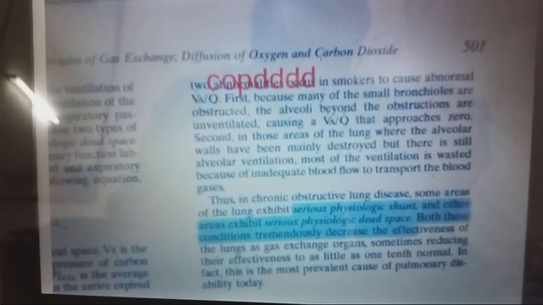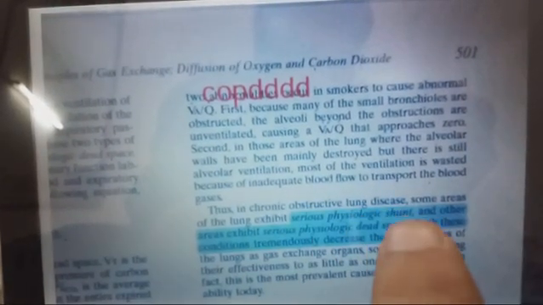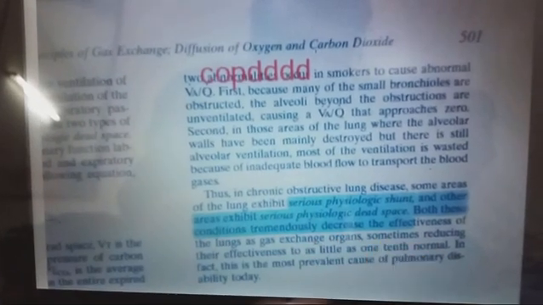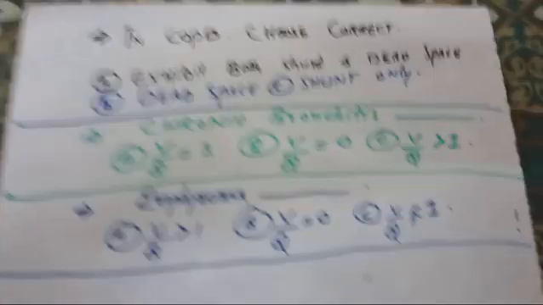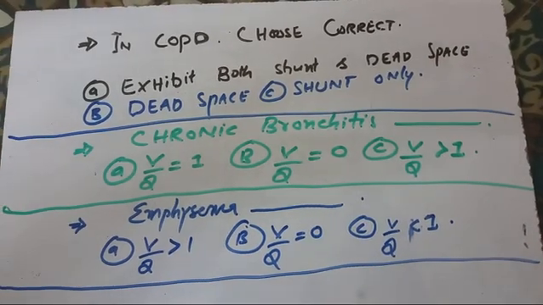So if they ask about COPD, in COPD some areas have physiological shunt and some areas have dead space. So the answer in the above question is: in COPD, exhibit both shunt and dead space.